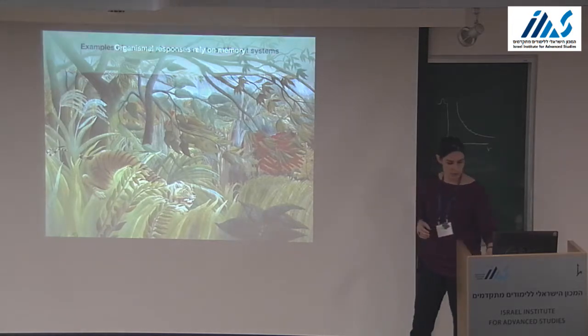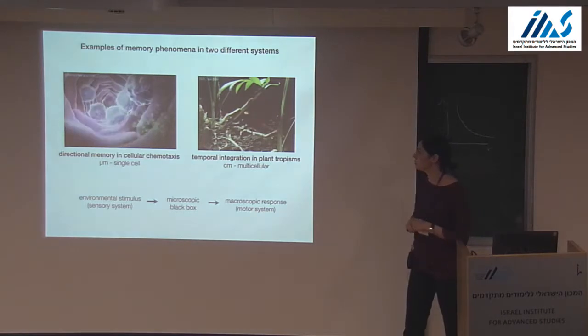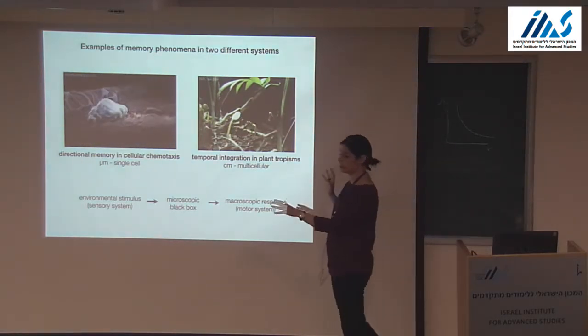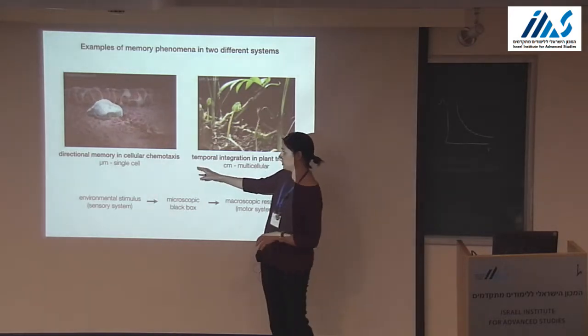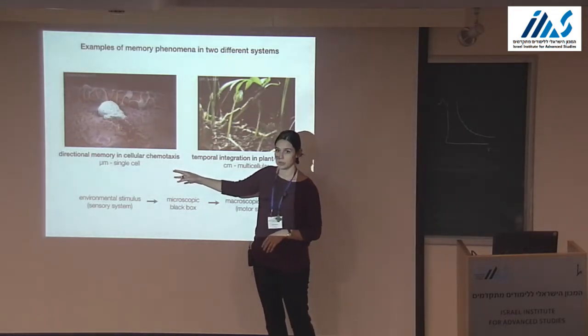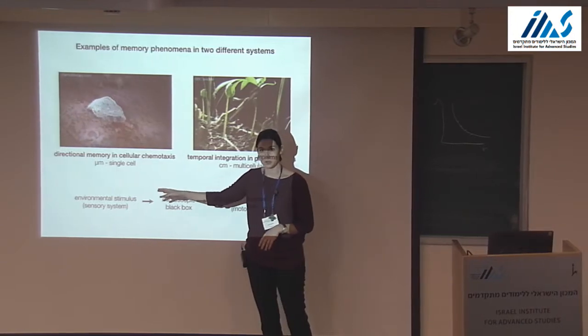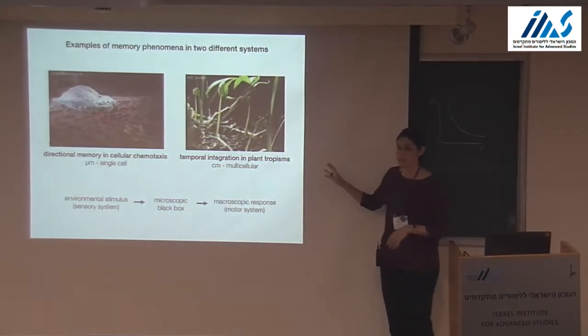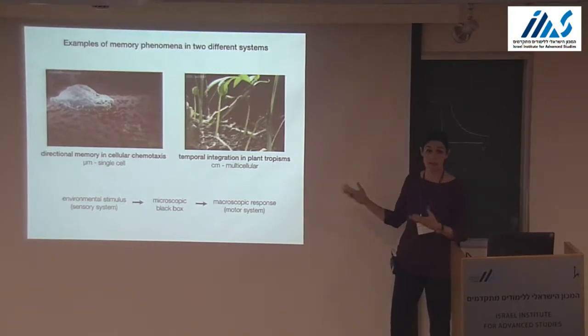And today I want to briefly give two examples of memory phenomena on two very different systems. One has to do with cellular chemotaxis, so we're considering a single white blood cell on the micrometer scale. And the other has to do with plants, which are multicellular systems on the centimeter scale.